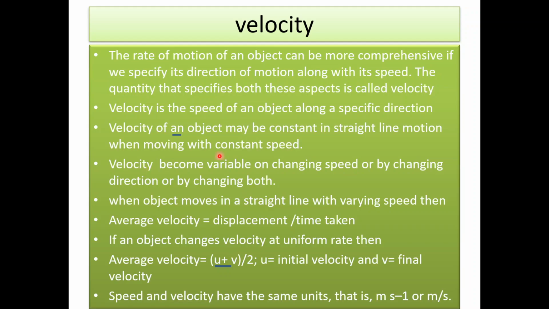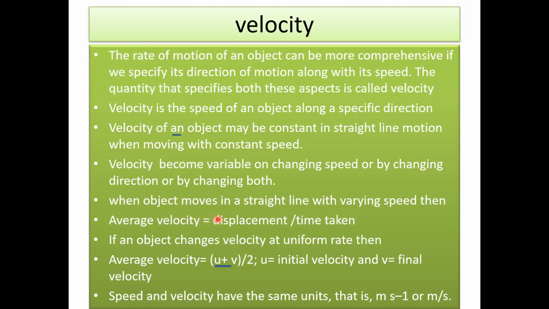How can we change the velocity? Either by changing the speed. First the car is moving with 40 km per hour speed, then it moves with 60 km per hour, changing speed. So that is, velocity is changing. If it changes direction along a circular path, speed may be the same but direction is changing, so velocity changes. Or by both speed as well as direction the velocity can be variable. So variable velocity, constant velocity, average velocity.